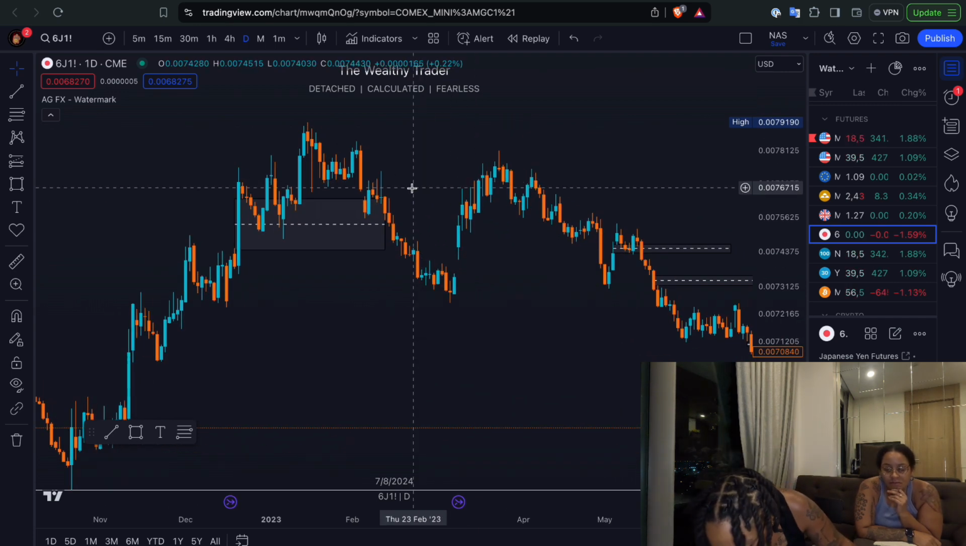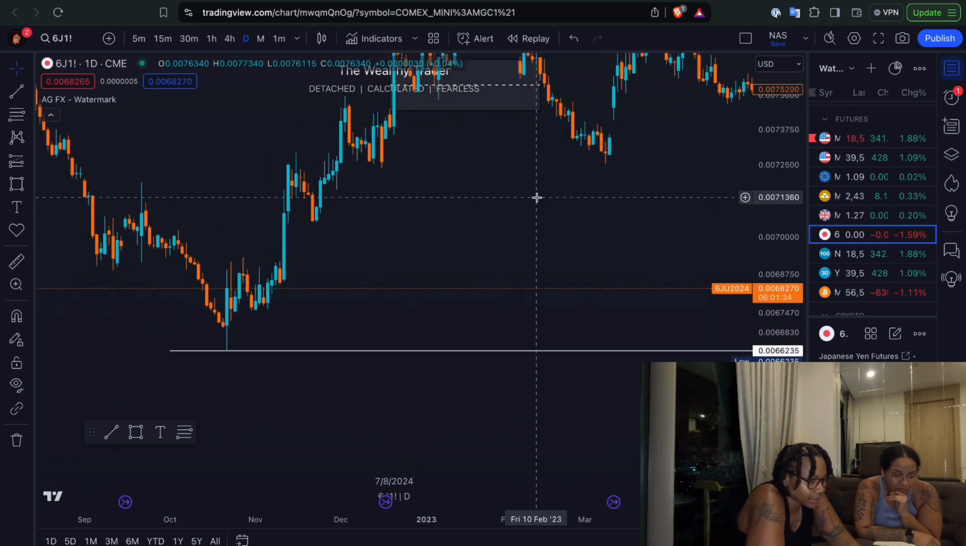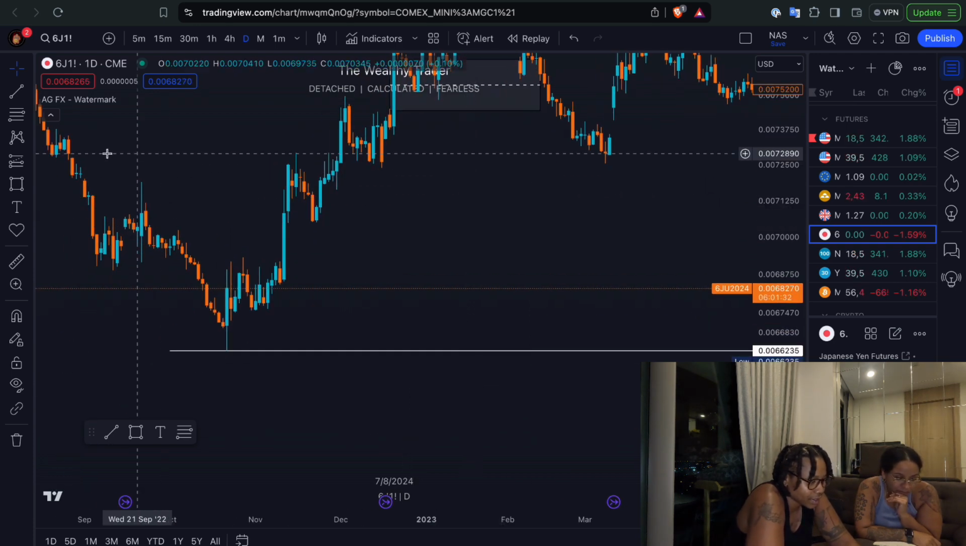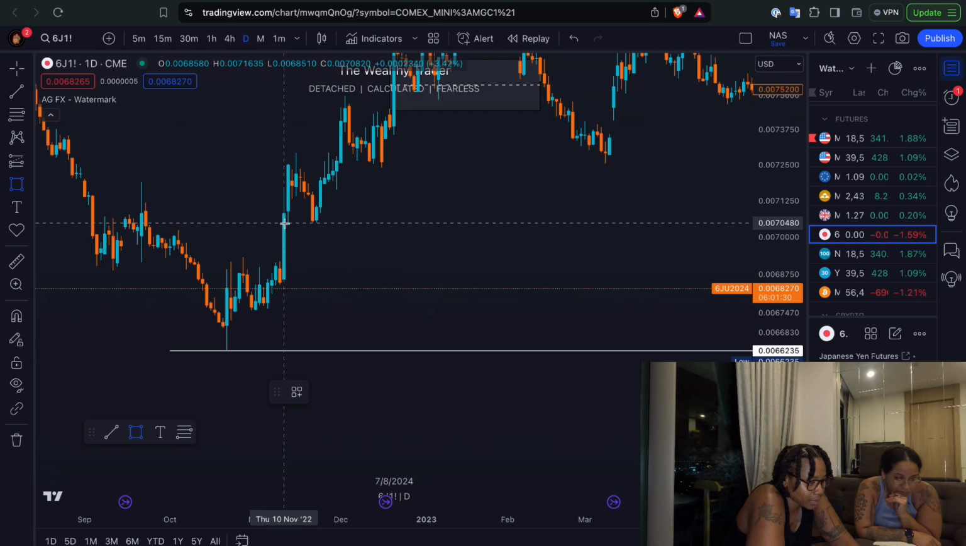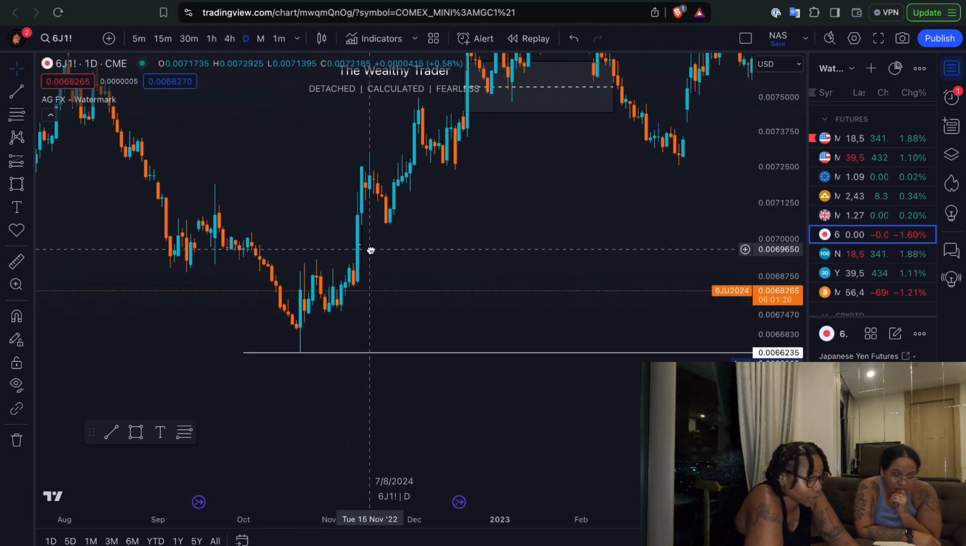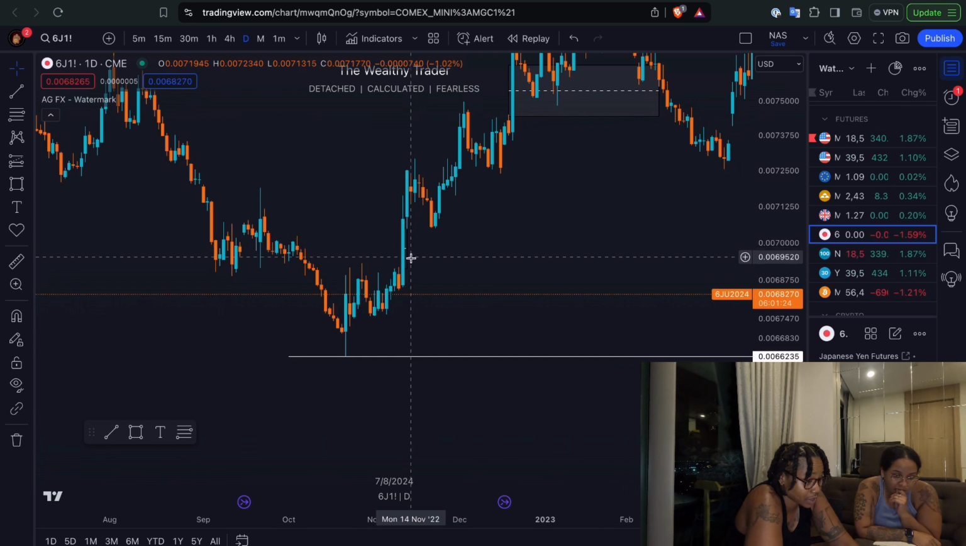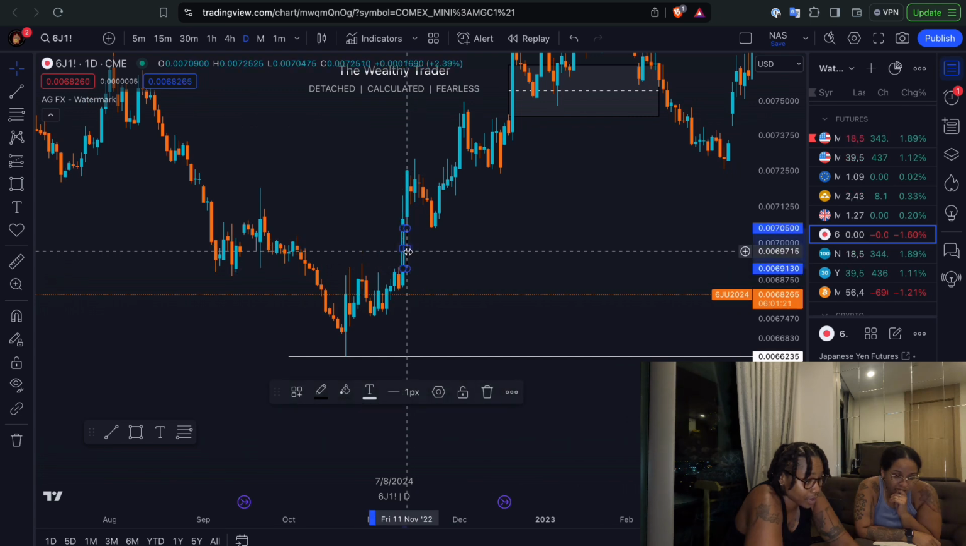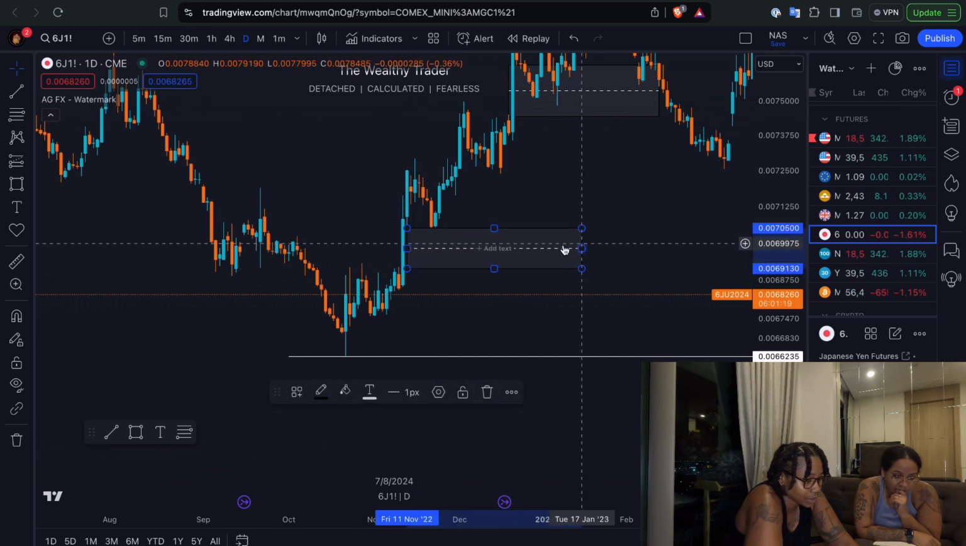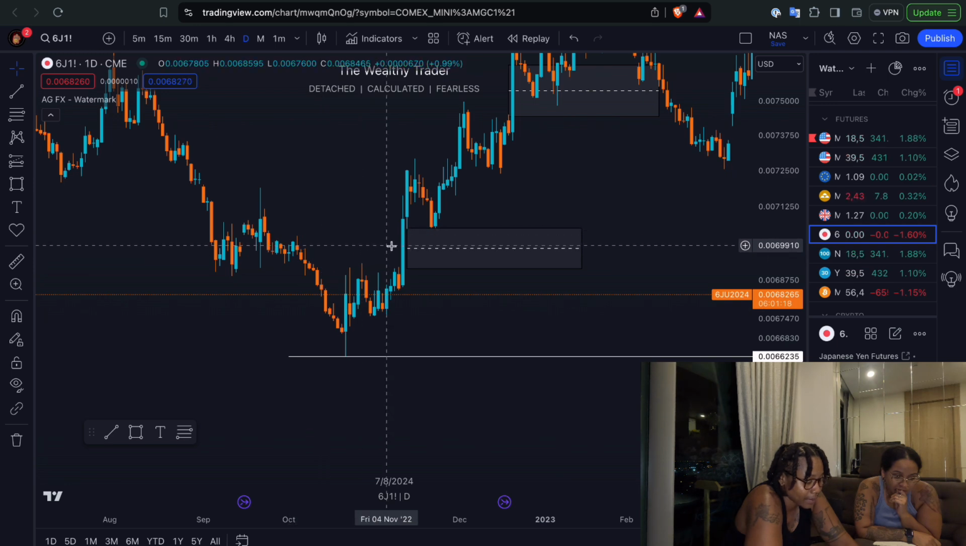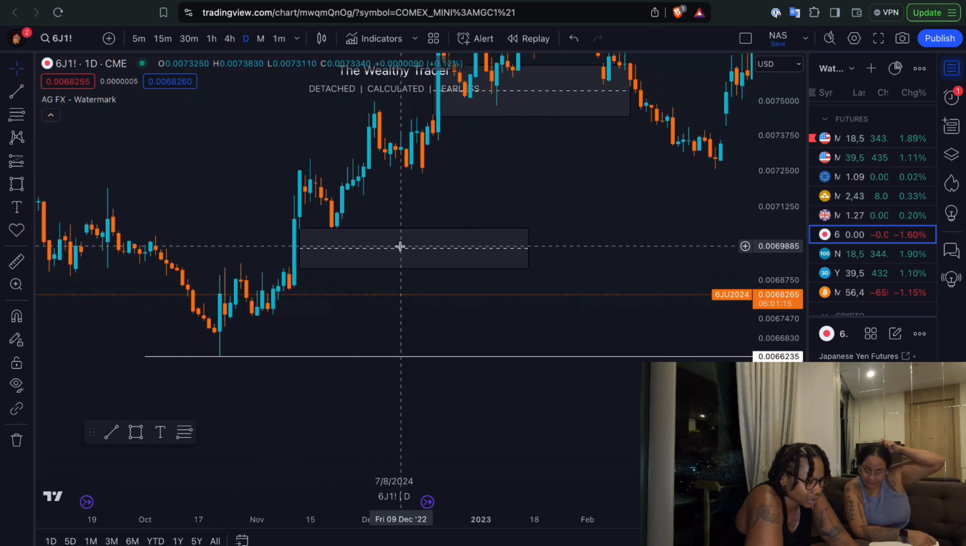All right, y'all, let's see. Here's another example of a fair value gap. Y'all, when it comes to these fair value gaps, me personally, I like to trade them when they reach at least the 50%. But sometimes they don't. Literally.